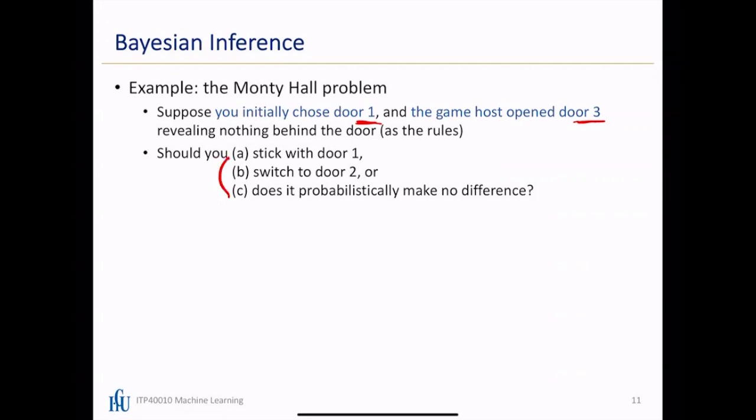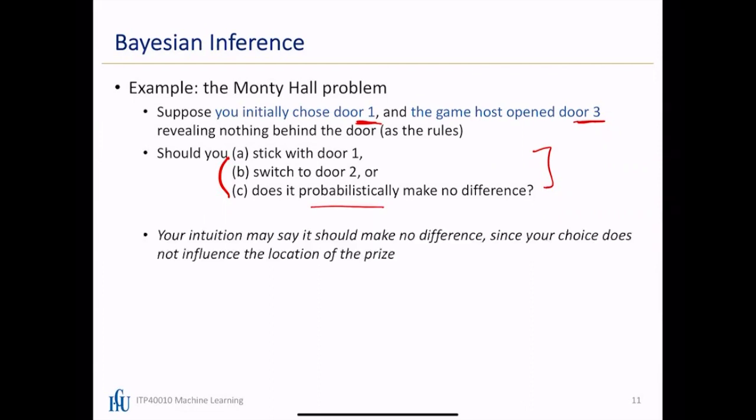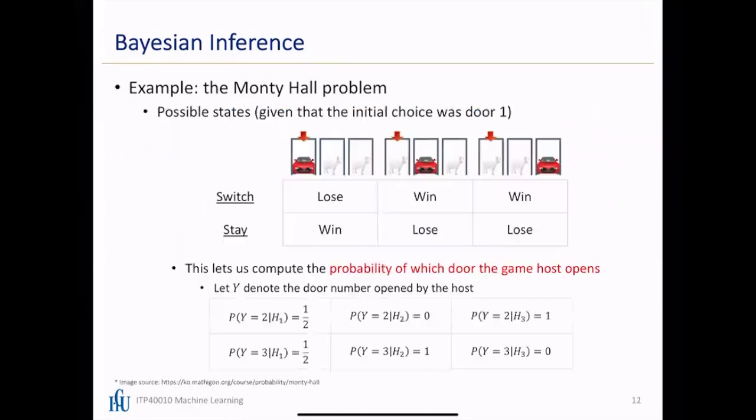And now it's your turn. You have the choice of sticking to door number 1 or switching to door number 2. Or maybe you can assert that changing or sticking to one of the doors actually does not make any difference in terms of probability. So we want to see which of these statements is correct using Bayes' rule. Intuitively, maybe you would like to choose statement C, but let's see.